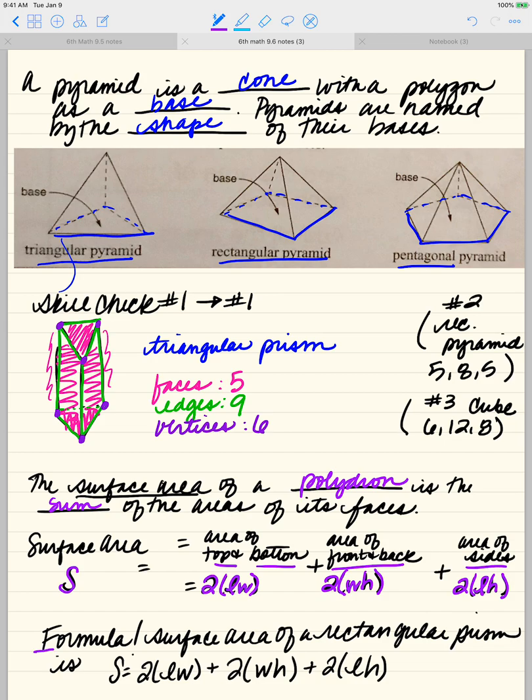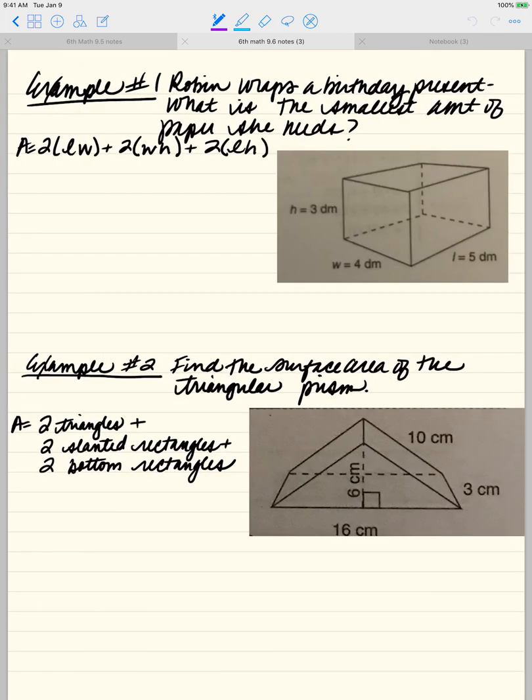We always like it when we can have a formula that we can work with. So the formula for the surface area of a rectangular prism is S is equal to 2LW plus 2WH plus 2LH, where L is length, W is width, and H is height.